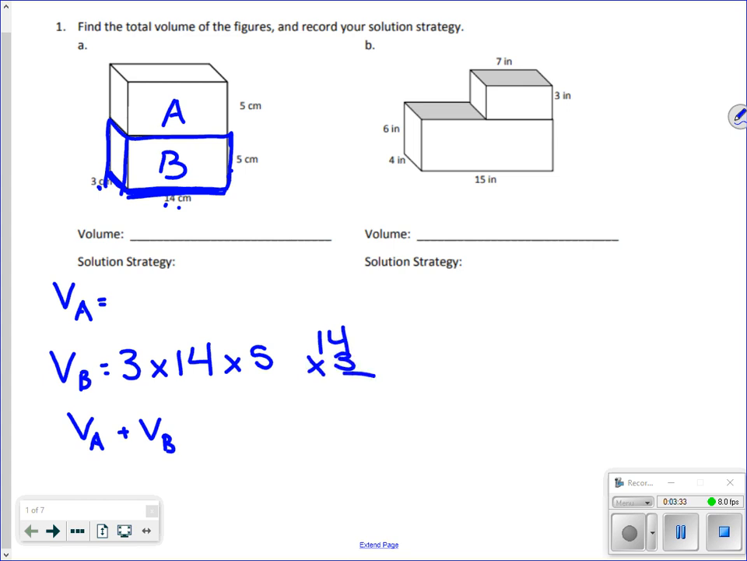14 times 3, that's 42. So I've done these two numbers. Some people had a tendency, a really bad habit before, of only multiplying two numbers and not doing the third. You're not doing volume if you only multiply two numbers and call it a day. That's area. 42 times 5 is 210. So the volume of shape B is 210 cubic centimeters.